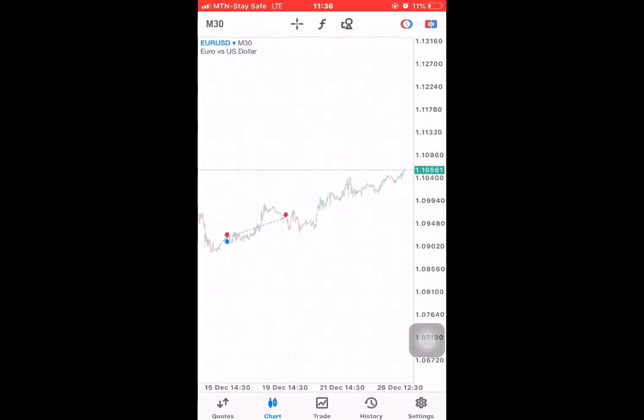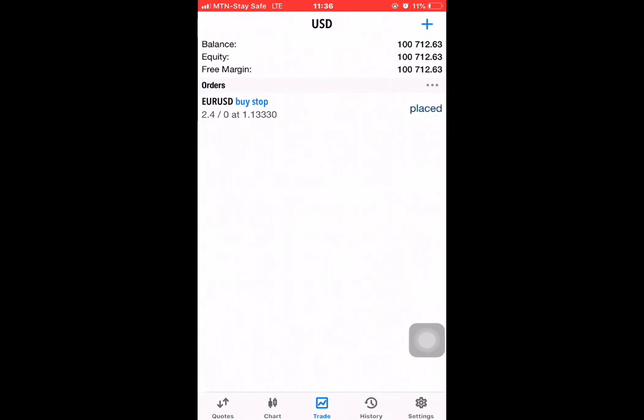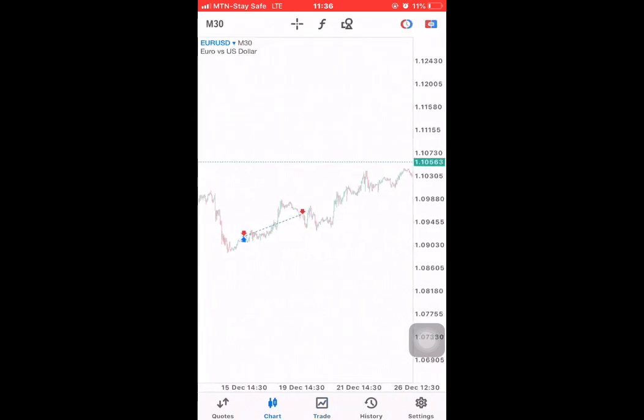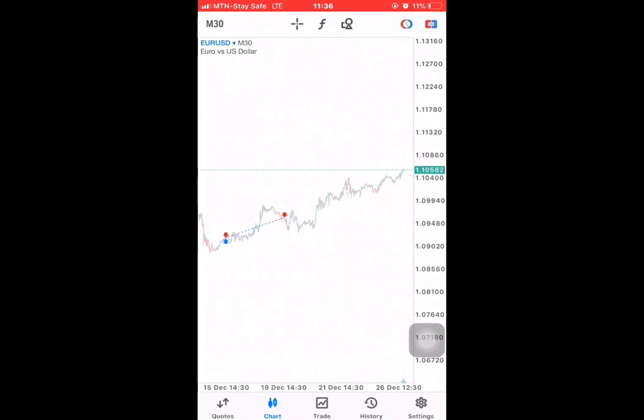So we have placed it right now. Look at it, we have placed a buy stop order. So when this price reaches 1.1330, then our order will be executed. So that's it. Let's move further in placing a sell stop order for EURUSD.